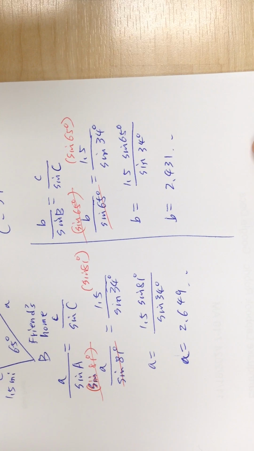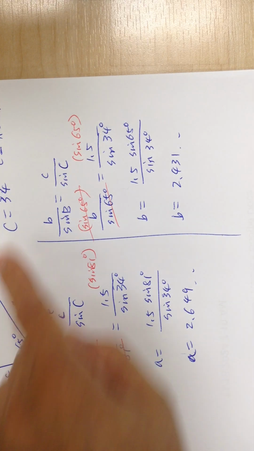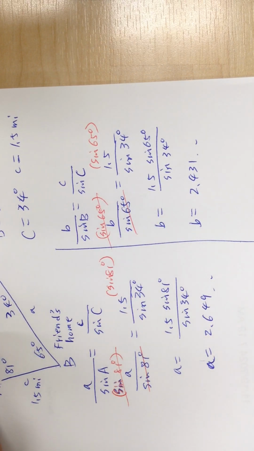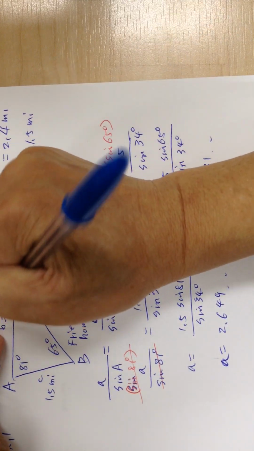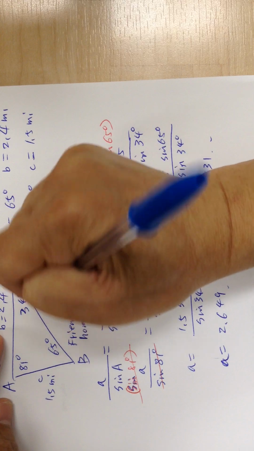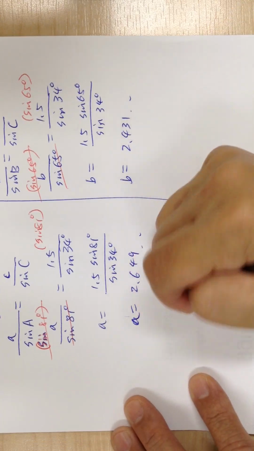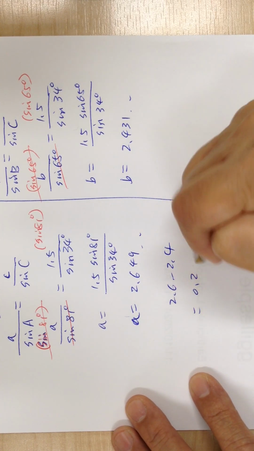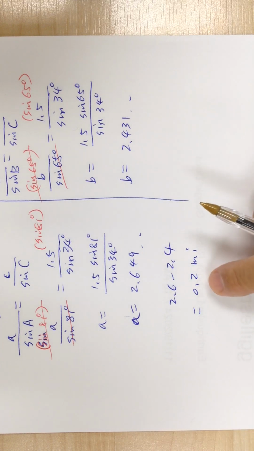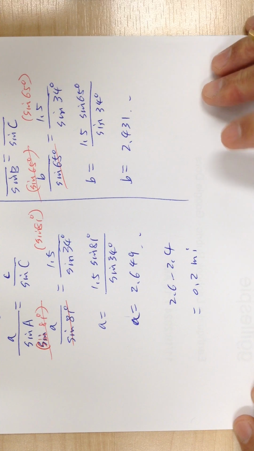How much closer do you live to the music store than your friend does? The music store is B, so B equals 2.4 and A equals 2.6. So the answer would be 2.6 minus 2.4 equals 0.2 miles. So the answer is 0.2 miles closer to the music store.